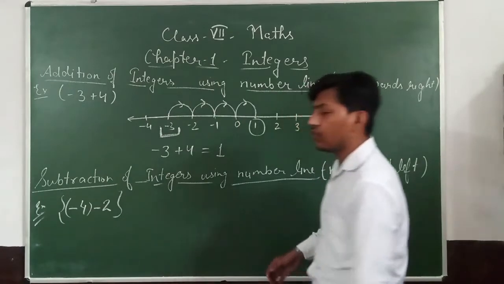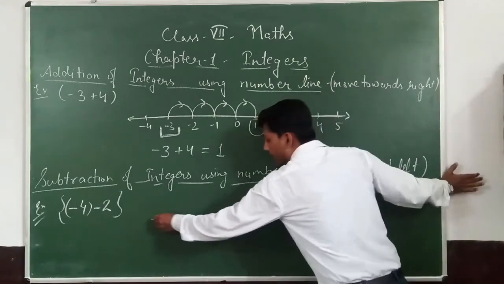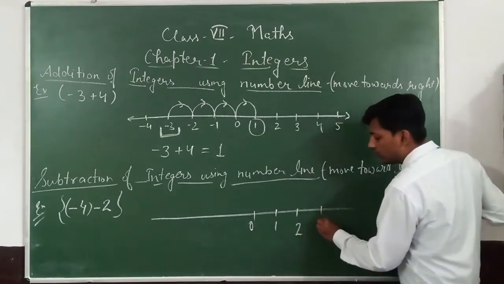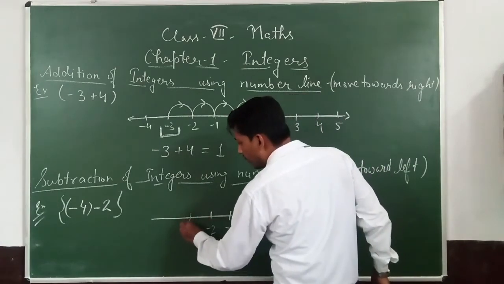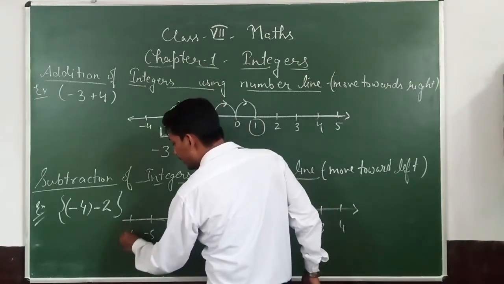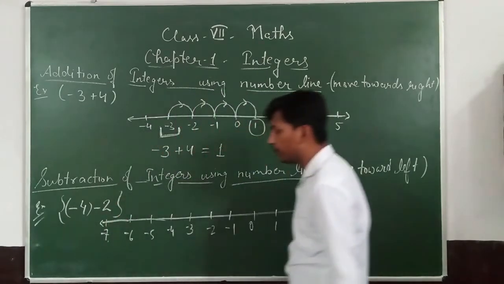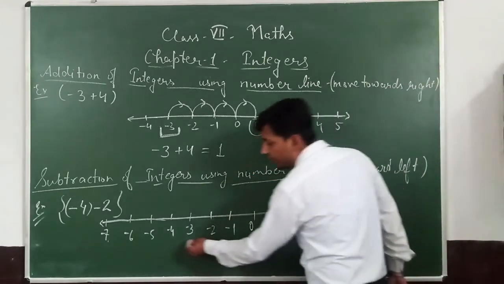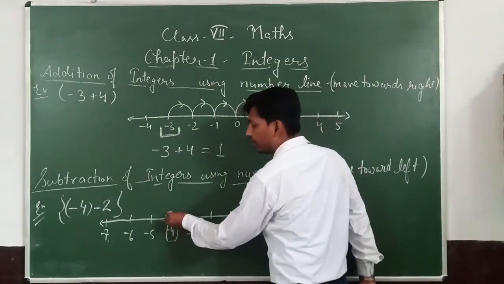Now subtract 2 from minus 4. So first draw a number line: 0, 1, 2, 3, 4, and so on. Minus 1, minus 2, minus 3, minus 4, minus 5, minus 6, minus 7 and so on. So first locate where minus 4 is situated. Minus 4 is here on this place. Mark of minus 4 is this.